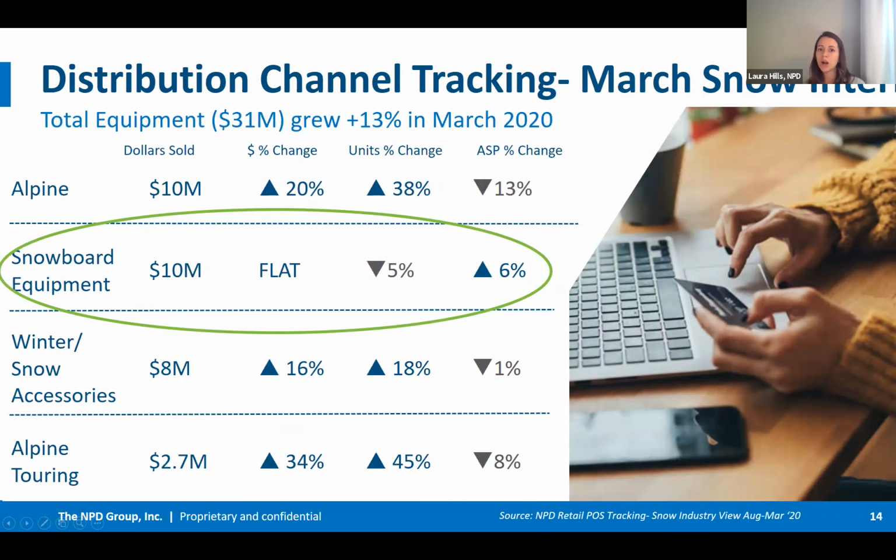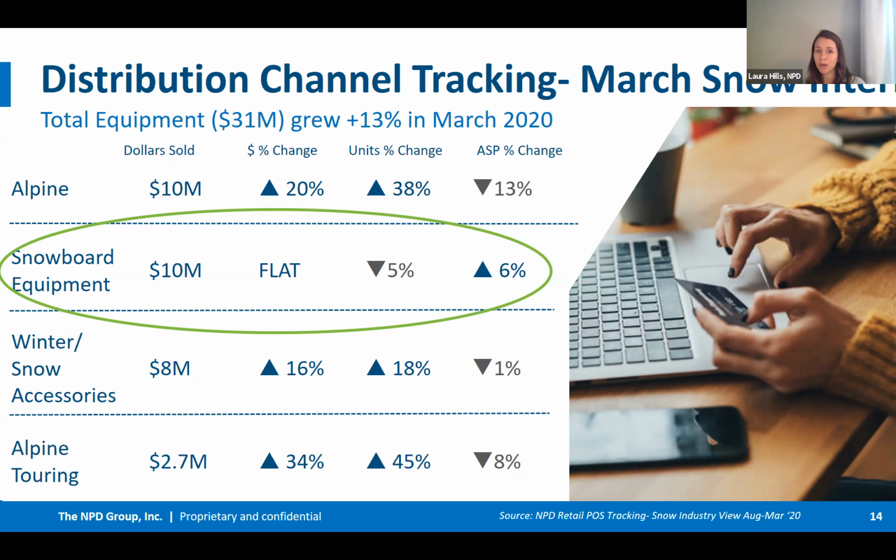So what we saw in March, when many snow-centric businesses and businesses across the US were forced to close their doors, was that in the snow internet channel, winter snow sports equipment overall grew 13% in dollars and 16% in units, and it recognized a 3% decline in average selling price across all categories. Most major categories saw double-digit growth in both dollars and in units sold, with units trending slightly faster due to the decline in average selling price.